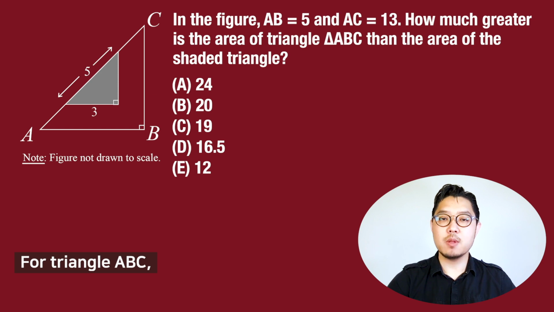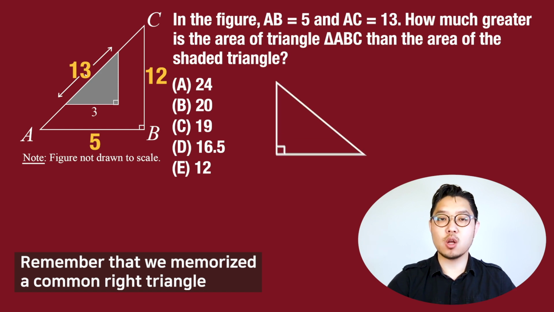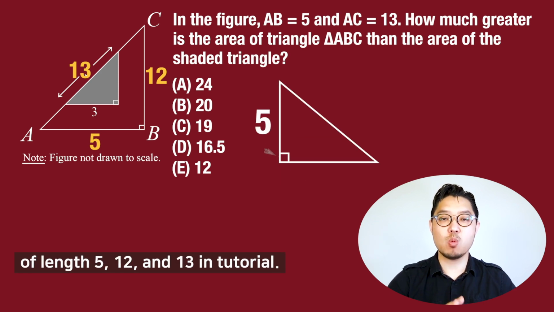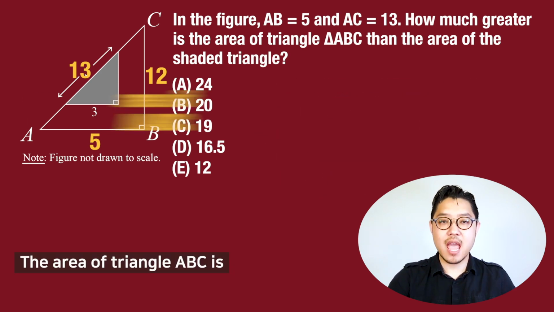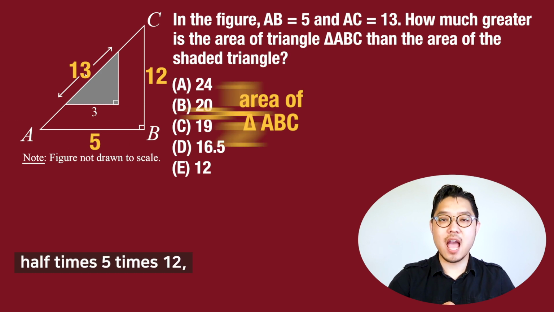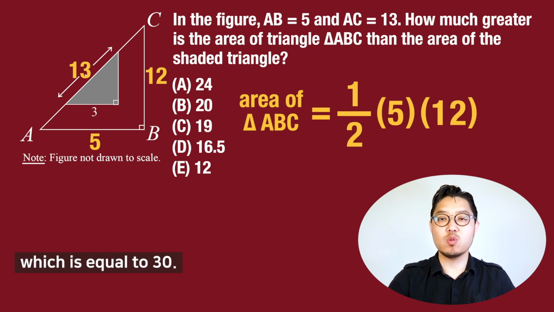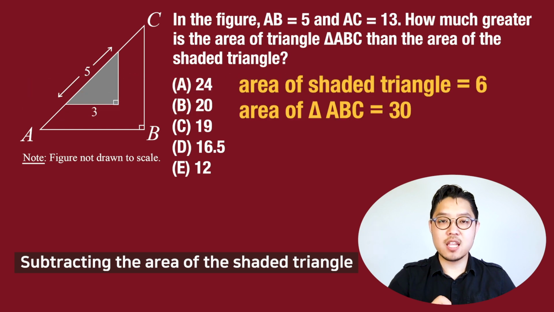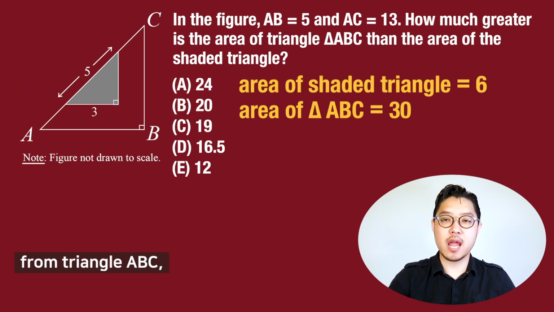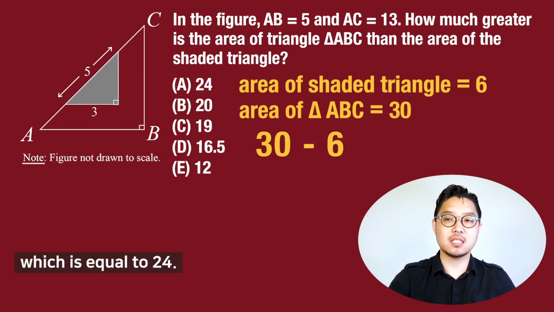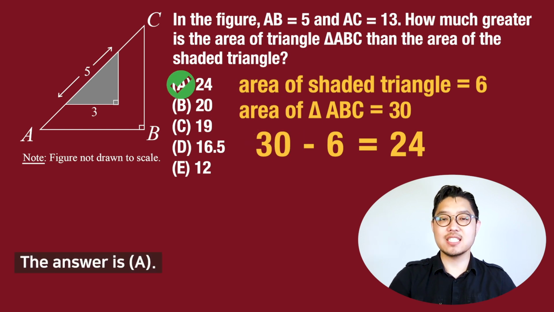For triangle ABC, if AB is 5 and AC is 13, BC must be 12. Remember that we memorized the common right triangle of lengths 5, 12, and 13 in the tutorial. The area of triangle ABC is half times 5 times 12, which is equal to 30. Subtracting the area of the shaded triangle from triangle ABC, it is 30 minus 6, which is equal to 24. The answer is A.